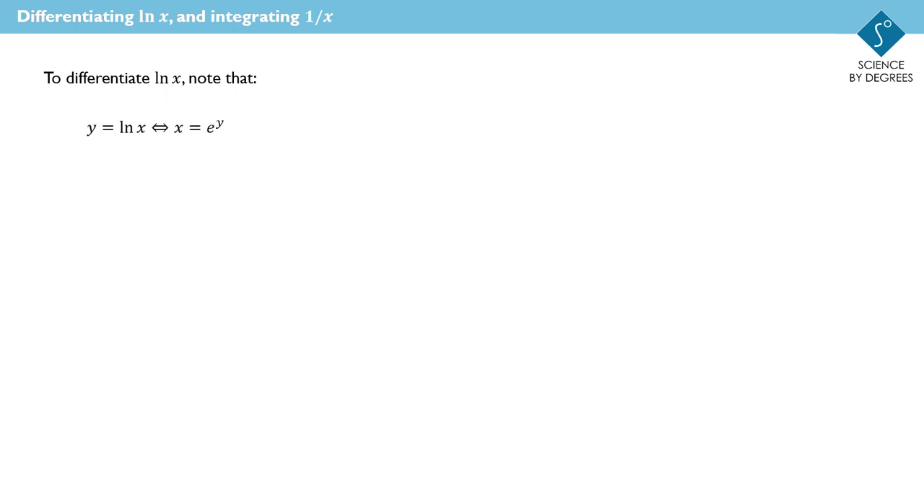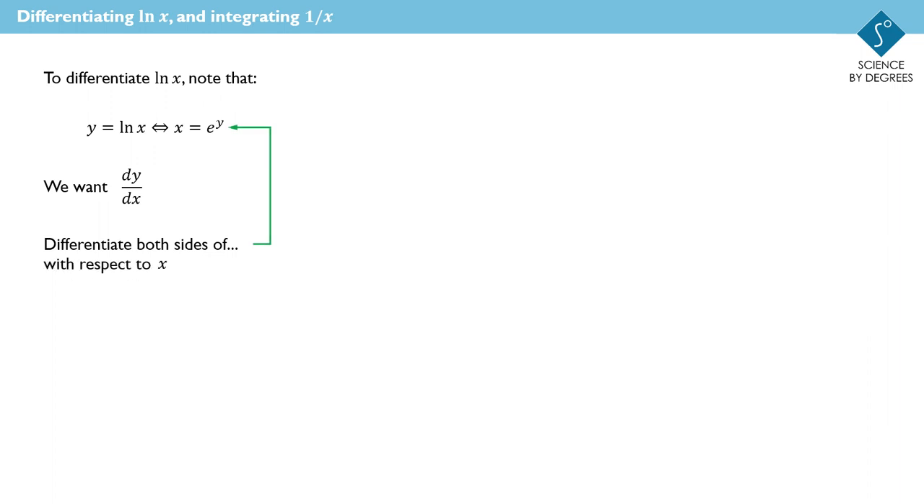Firstly, if y equals log of x, then x equals e to the power of y, and they are two equivalent statements containing the same information, just one is y expressed as a function of x and the other is x expressed as a function of y. Now we want to find out what dy by dx is because we're trying to differentiate y equals log x and prove that it turns out to be 1 over x. We're going to differentiate both sides of x is e to the power of y with respect to x.